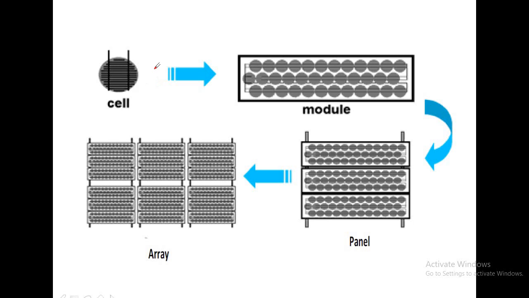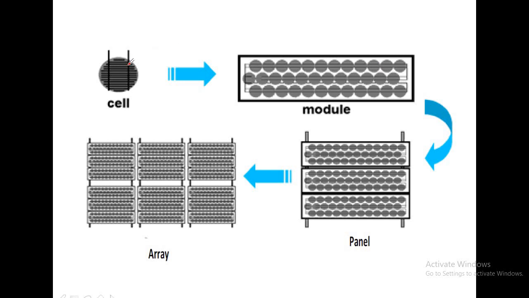Hence, these cells are to be connected either in series or parallel in order to generate a high amount of voltage or high power or high current. And therefore, a structure called a module came into existence. So a module is nothing but an arrangement of solar cells connected in series or parallel.